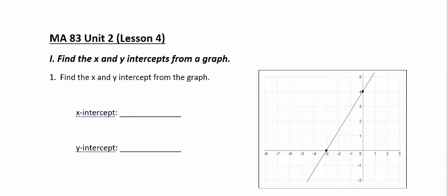Math 83, Unit 2, Lesson 4. We're going to find the x and y intercepts from a graph. So in number 1, we have the following graph given, and we need to find the x and y intercepts.